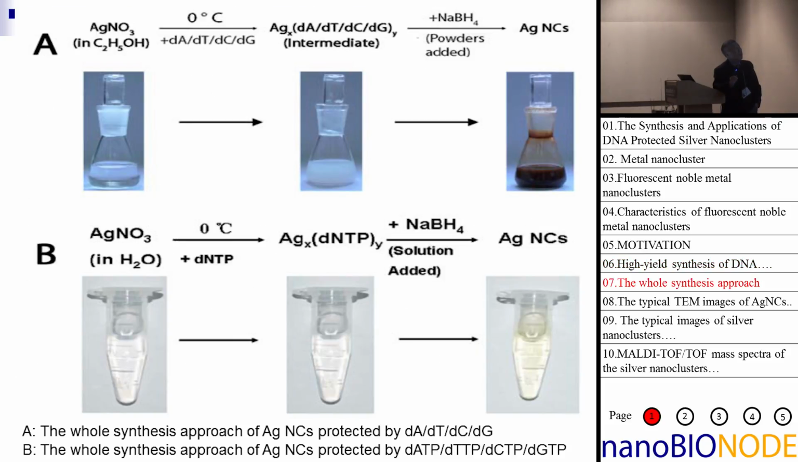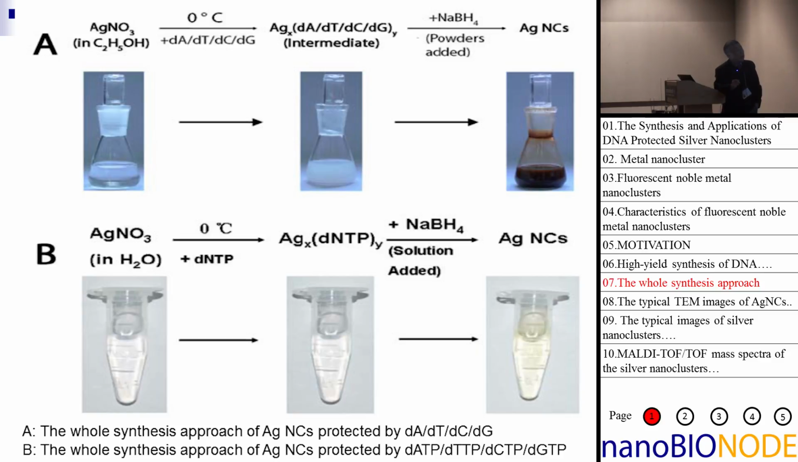Here, we use alcohol at 0 degrees and get the intermediate. We add dA, dT, that's adenine, thymine, and dC cytosine, and dG guanine. In this case we get an intermediate, and after that NaBH4 powder is added. Then after some time, say several hours, we can get silver nanoclusters.